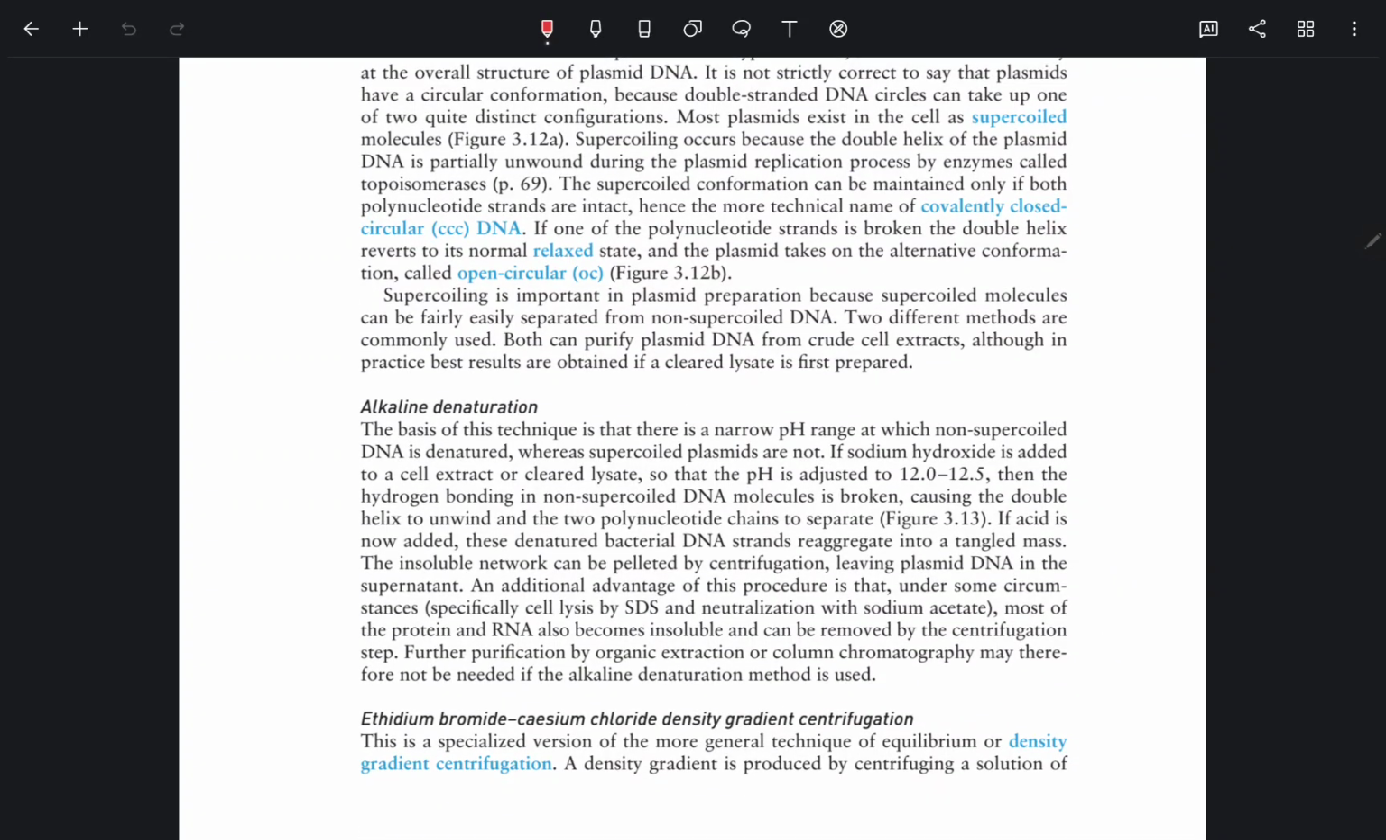Supercoiling is important in plasmid preparation because supercoiled molecules can be fairly easily separated from non-supercoiled DNA. Two different methods are commonly used. Both can purify plasmid DNA from crude cell extract, although in practice best results are obtained if a cleared lysate is first prepared.